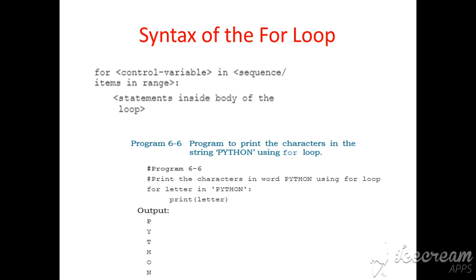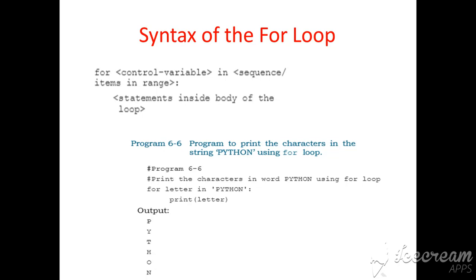This is the syntax of the for loop: for control variable in sequence or items in the range, then after indentation we can write the statements inside the body of the for loop. Here is one example: a Python program to print the characters in the string Python using a for loop. for letter in Python: print letter.